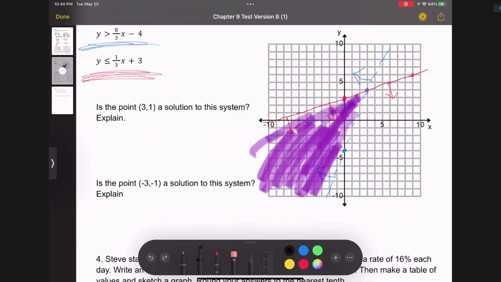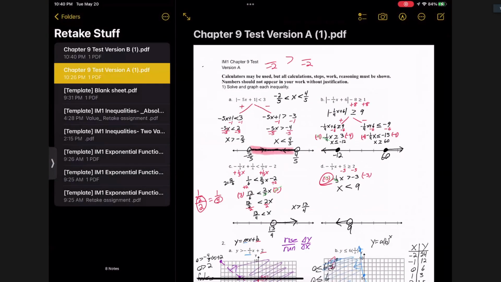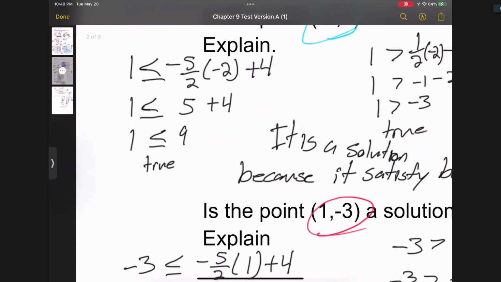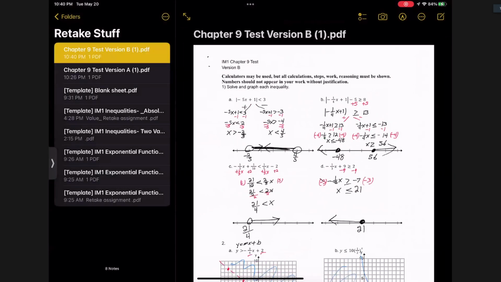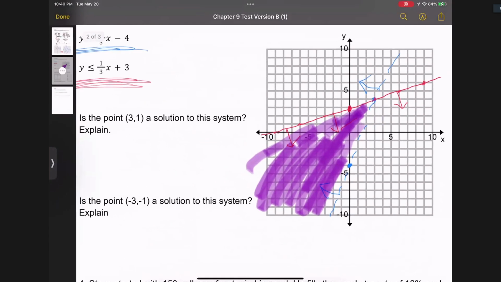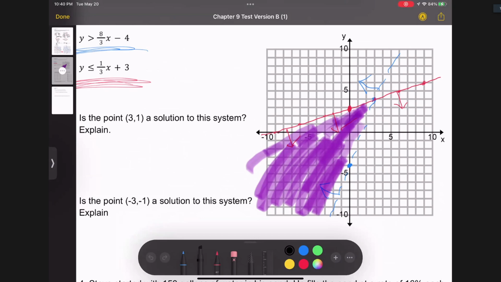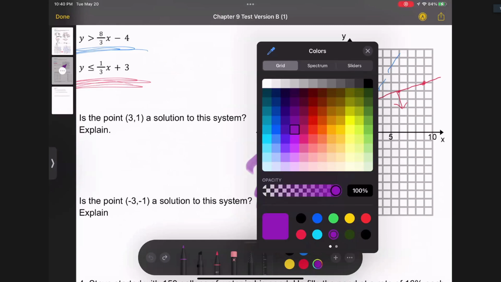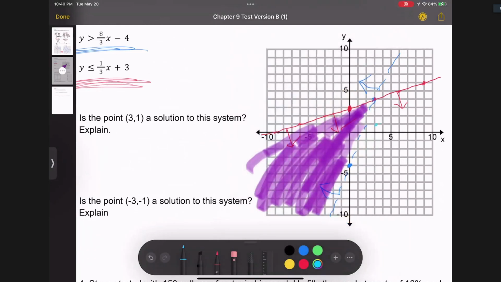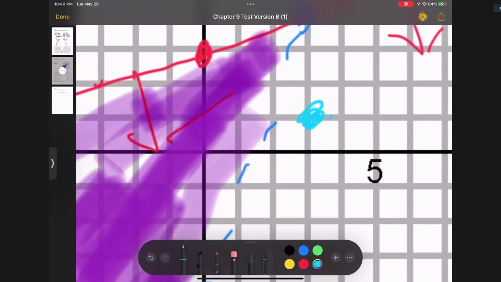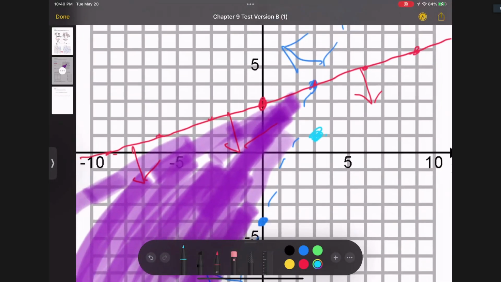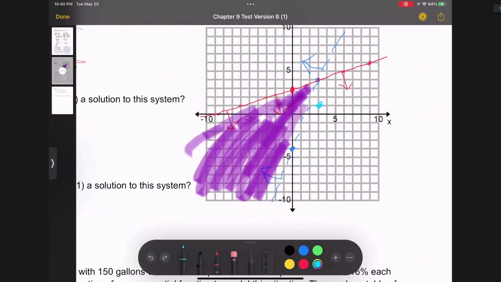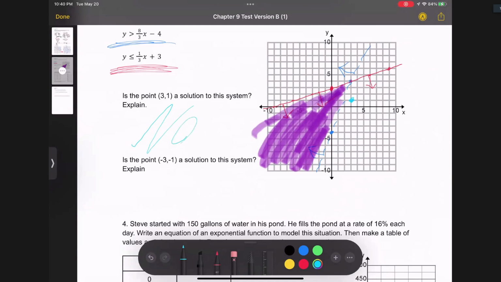Now you can test like what I did on version A over here by plugging in one individual point at a time, but I'm just going to say we can just see where it is. Okay, let's see. 3,1, that is this point right there. I'm going to color code this point to be, say, teal, right over here. So 3,1, that is this point right here. Is this a solution? No, it's not. It satisfies the red one, but not for the blue. So that means it is not a solution. It is not in the region for the solution, so that means it is not going to be a solution. So it's going to be a no.